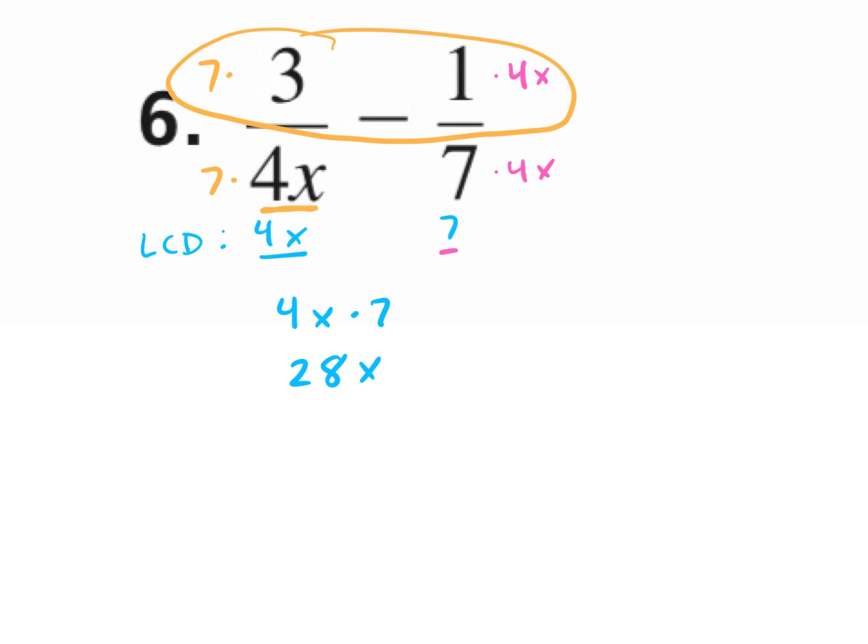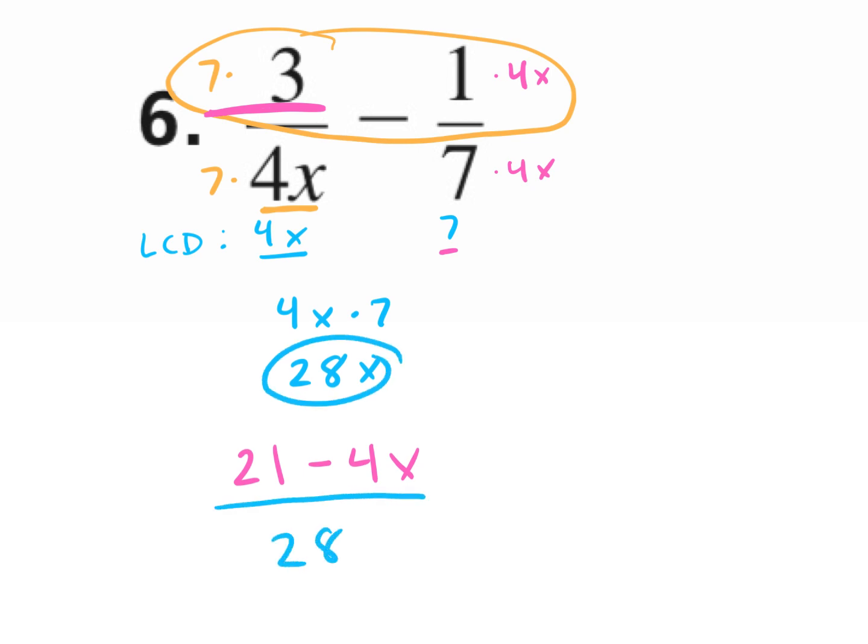So when I simplify here, I'm going to multiply. So 7 times 3 would be 21 minus 1 times 4x, 4x. And what did I say my denominator was? 28x.